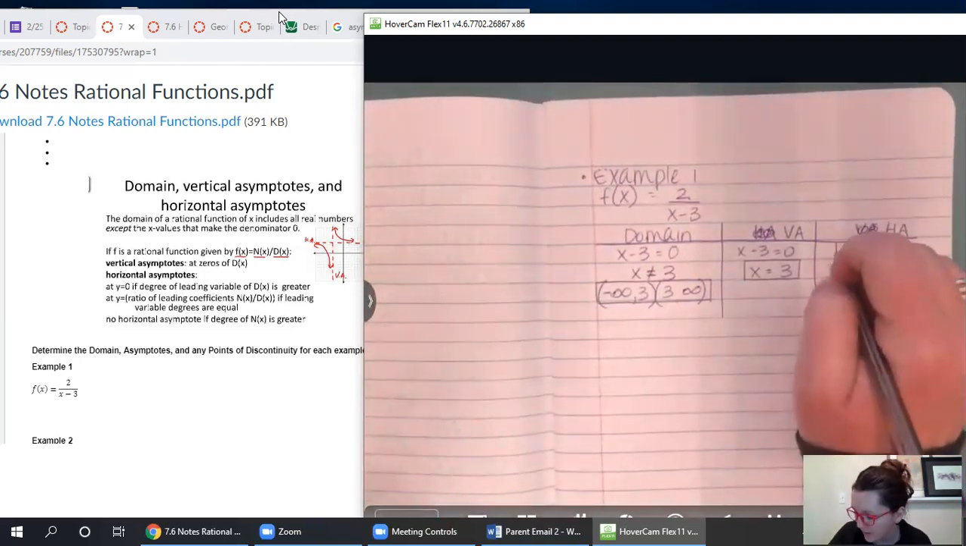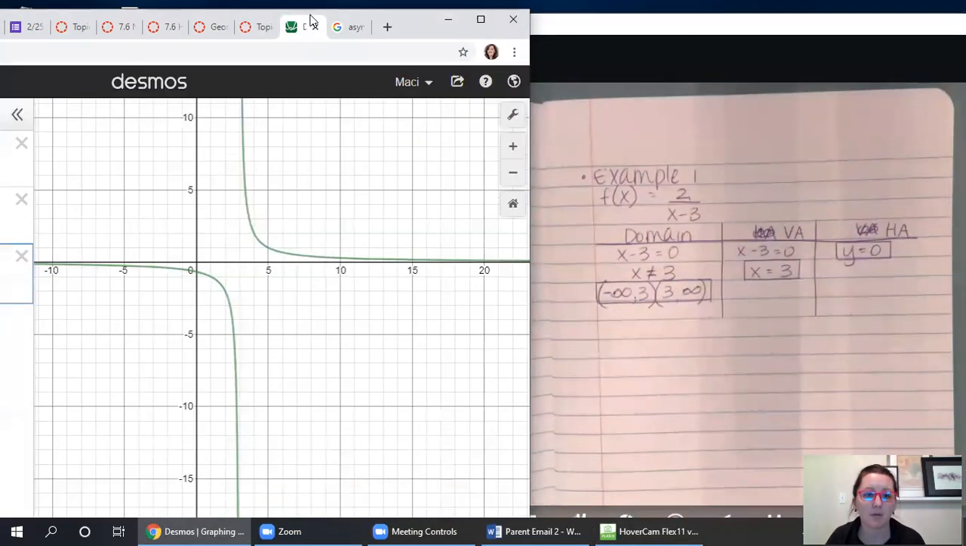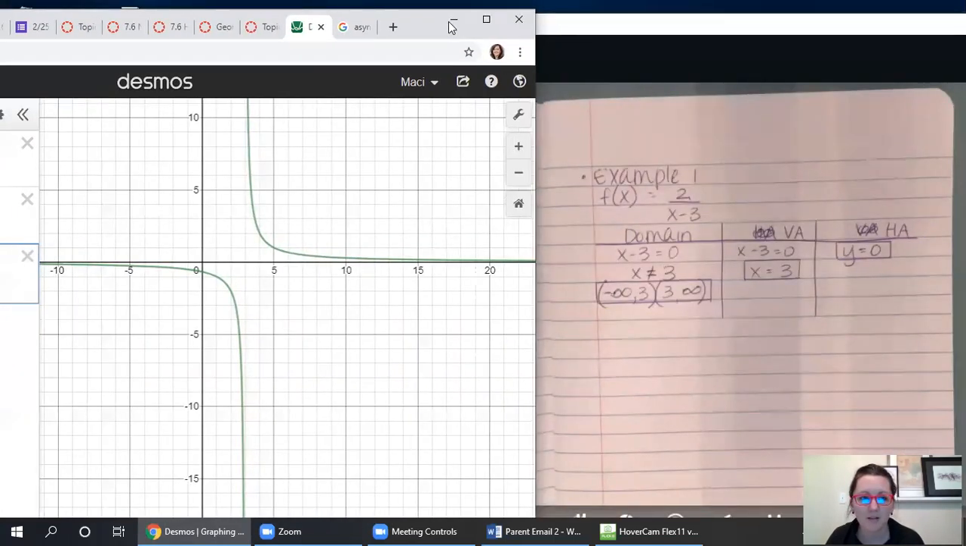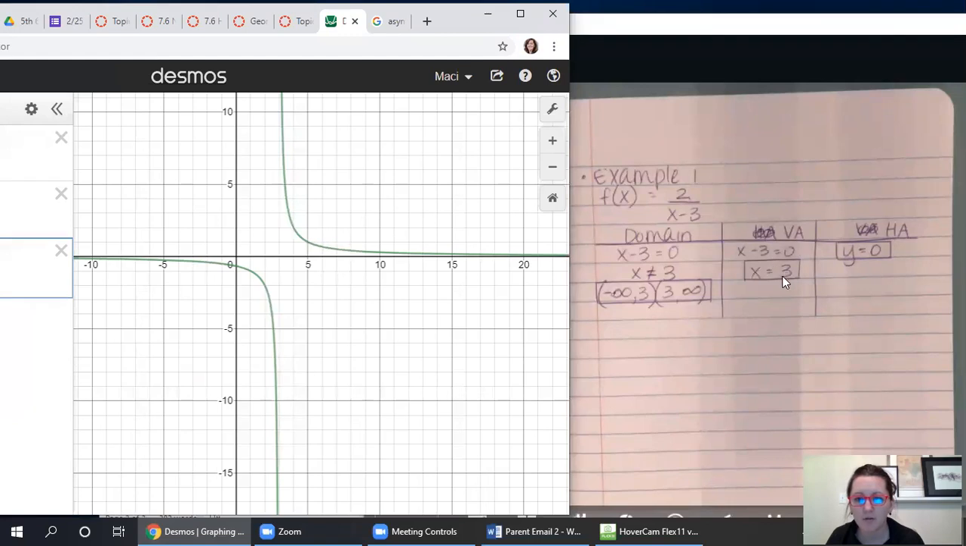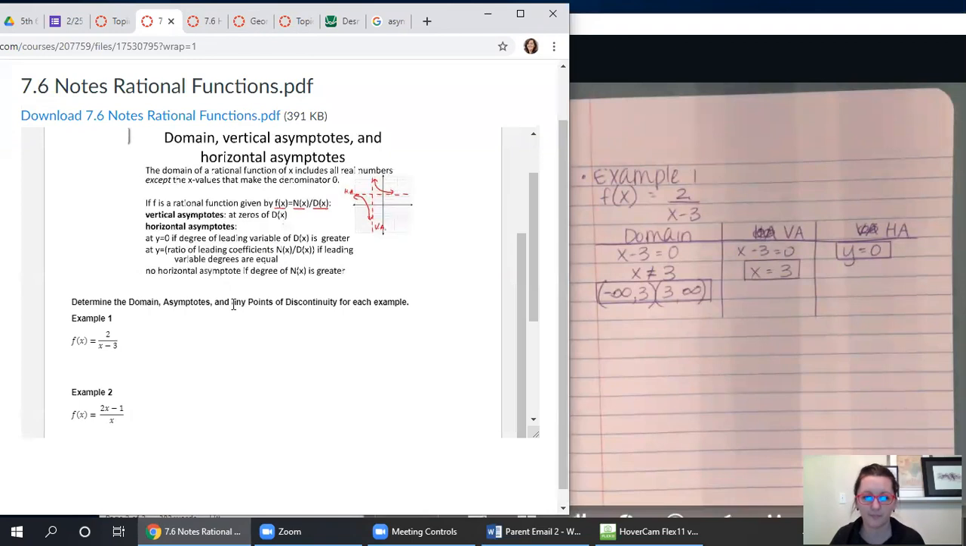Okay, so let's check our work and see if we're actually correct. So I'm going to pull up my Desmos. I already have my graphs pulled in. I'm getting better about planning, aren't I? And I want to know, am I correct? Is my vertical asymptote at 3? It is. It's right here. And then is my horizontal asymptote through the origin, y equals 0? It is. Okay, so we're checked out there. That's good. Let's look at example number 2.